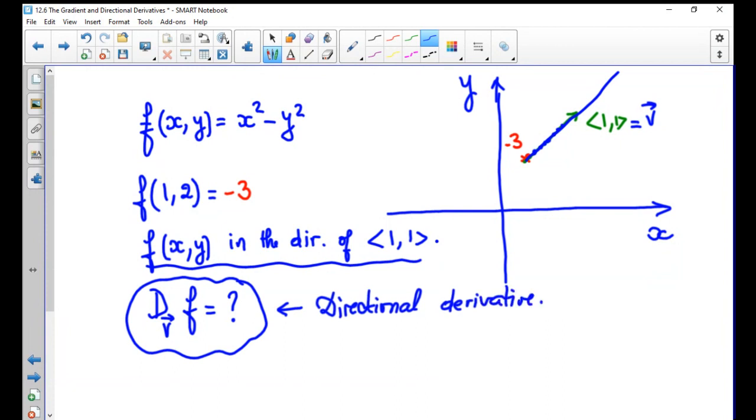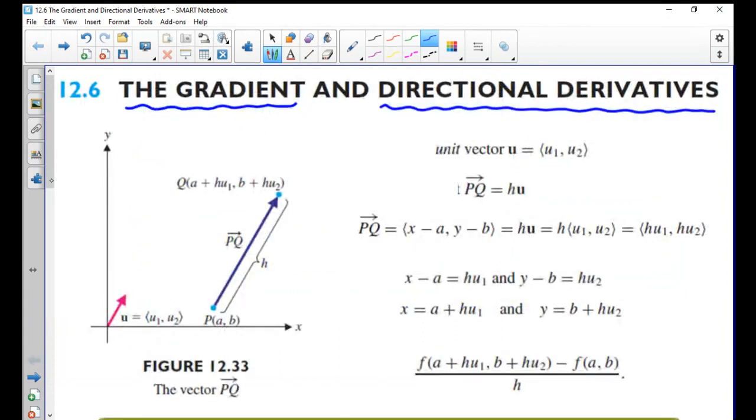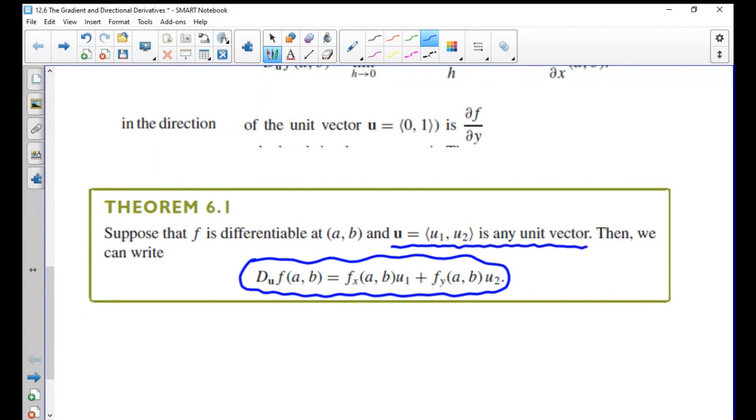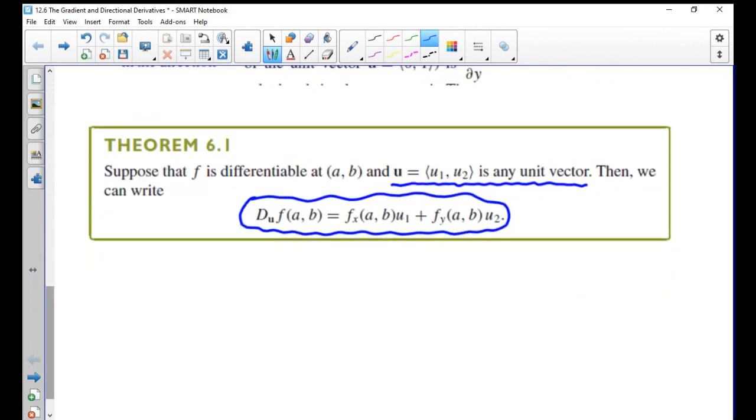Now let me give you the rule for finding this directional derivative. There is a really nice, easy formula for finding the directional derivative of a function in the direction of a unit vector u. Then it's fx at (a, b) multiplied by u1 plus fy at (a, b) multiplied by u2. Okay, so that is the general idea.